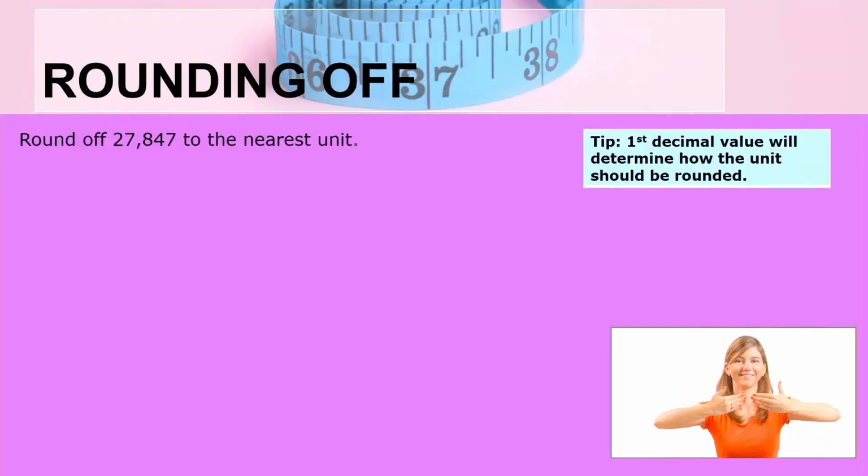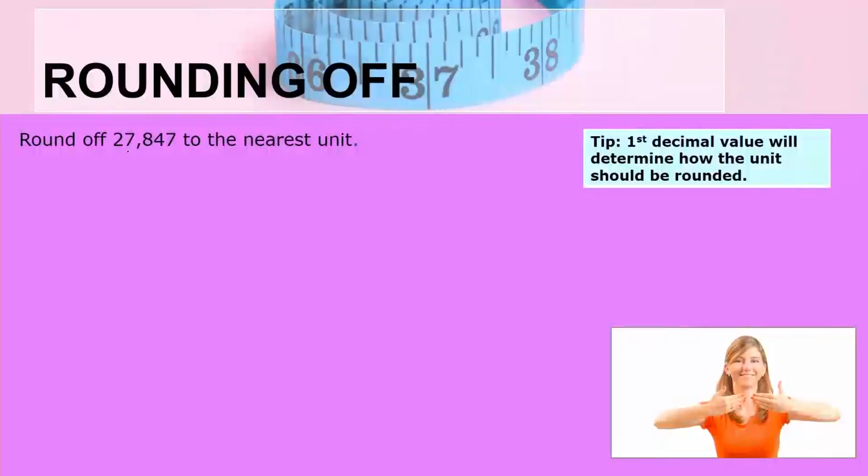I hope now you have your pens, your papers and your calculators. We are working together. The first question: round off 27.847 to the nearest unit. Now we've dealt with the decimal values. I hope you know what the unit is. In this number, the unit is 7. Because 7 is our unit, we round off to the nearest unit.